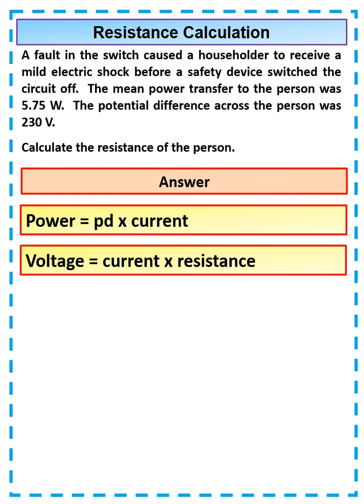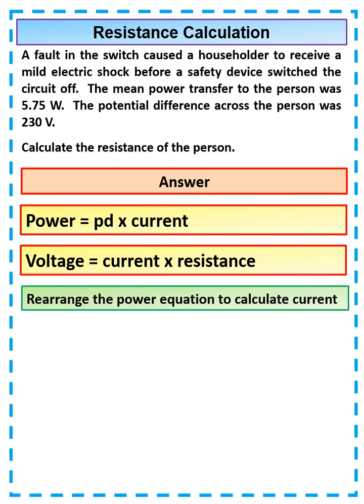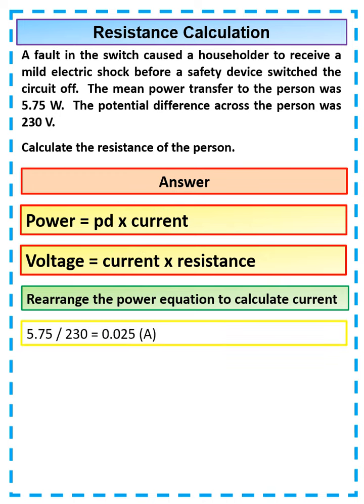So the first thing that we're going to use, we can rearrange our equation for power to give us the current, because when we work out the resistance using our second equation, we're going to need what the current is. So when we rearrange that, we're going to have 5.75 watts from the question divided by 230 volts from the question. And that is going to give us a current of 0.025 amps.